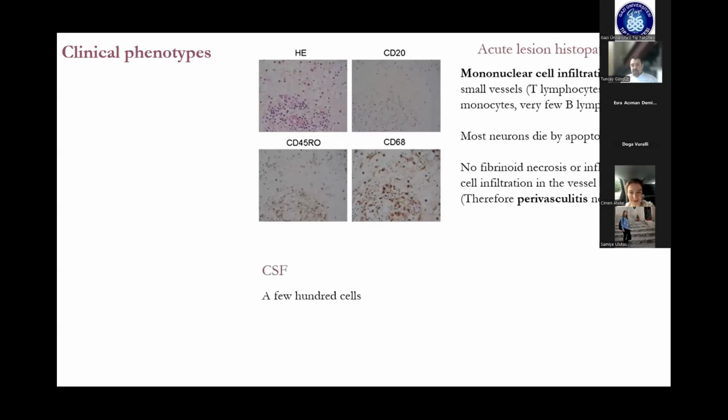In the CSF, we find a few hundred cells, with lymphocyte or neutrophil predominance, which may change according to the phase in which you took the CSF, acute or subacute. You may see elevated protein levels and 15 to 20% oligoclonal bands.